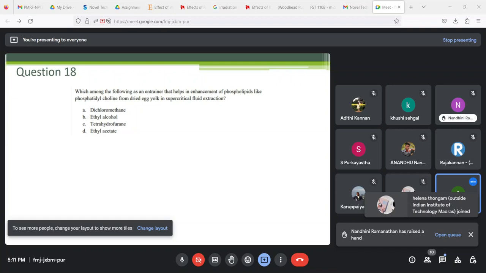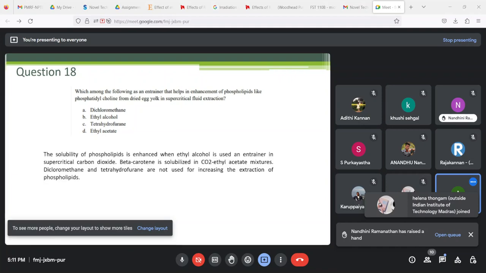So entrainers are also often called co-solvents, which will improve the solubility and the extraction of your desired solute. So apart from the supercritical fluid that you're using, let's say for example you're using carbon dioxide as your supercritical fluid, you often add other solvents or other chemicals that will help to dissolve the solute better. So it is used to trap the desired solutes.